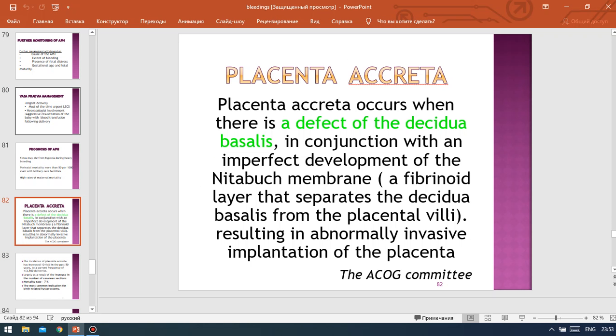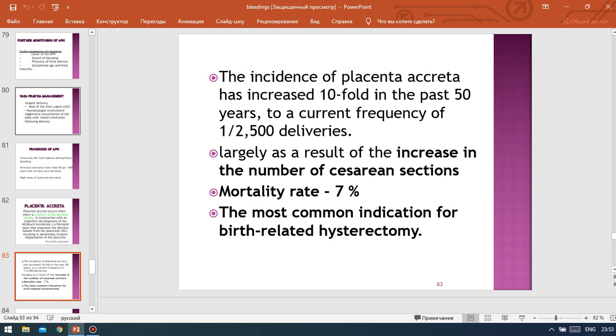Placenta accreta is a very dangerous situation. It occurs when there is an absence of decidua basalis in conjunction with an imperfect development of the Nitabuch membrane. A fibrinoid layer separates the decidua basalis from the placental villi, resulting in abnormally invasive implantation of the placenta. We have this situation when we have placenta previa.